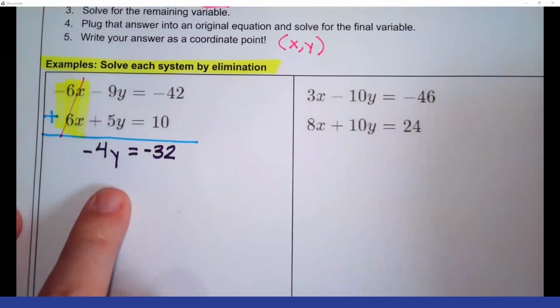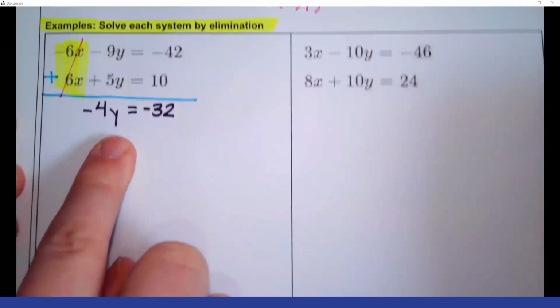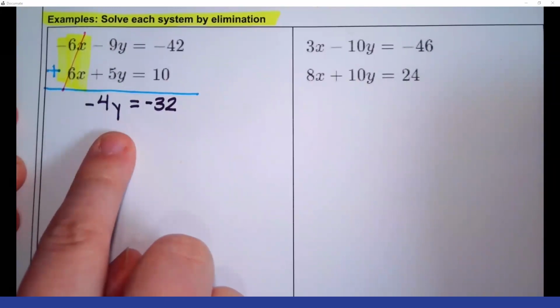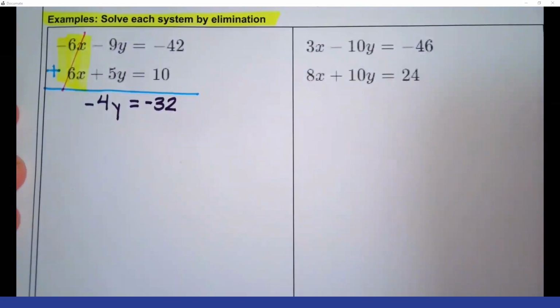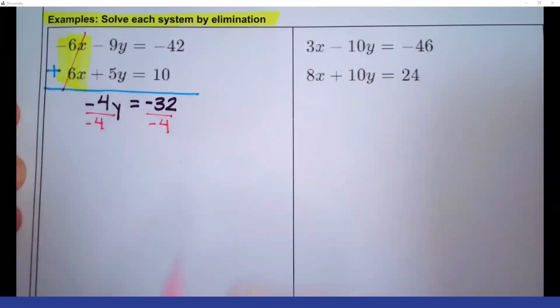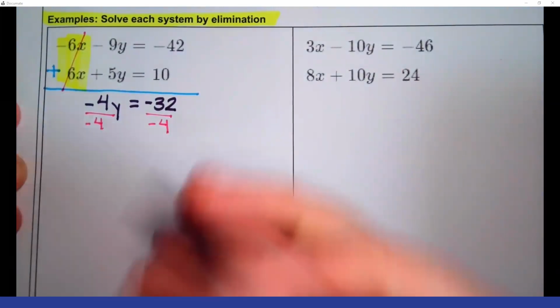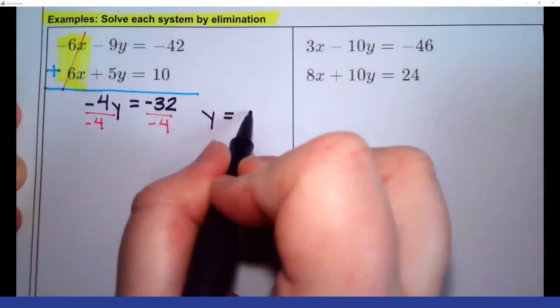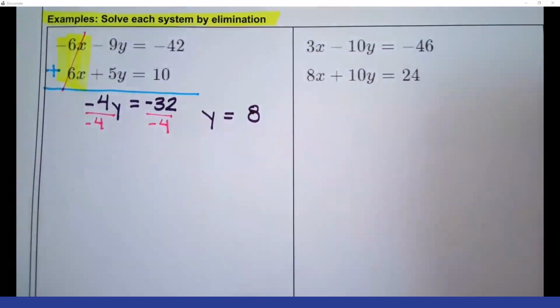All right. Now, what's nice here is we now need to solve for y, but it's a really nice 1-step equation. All we have to do is just divide by negative 4. And we get y is equal to positive 8. So we've solved for one variable. Now we need to solve for x.